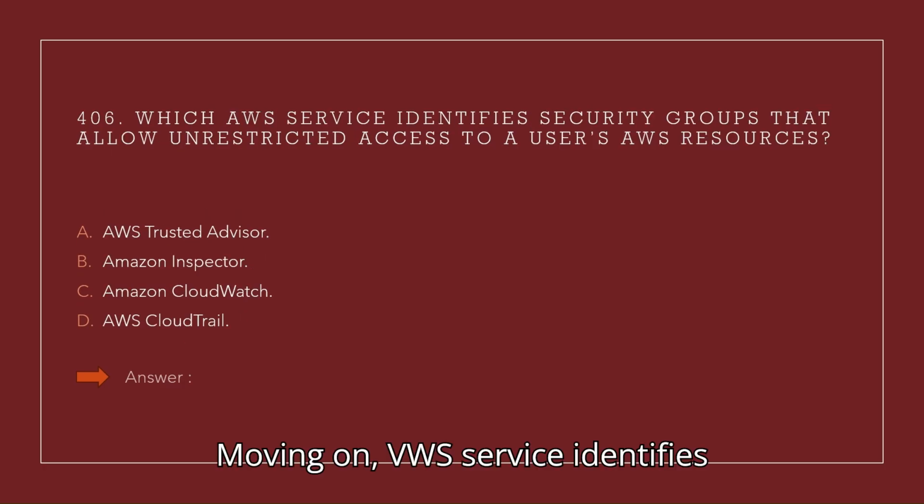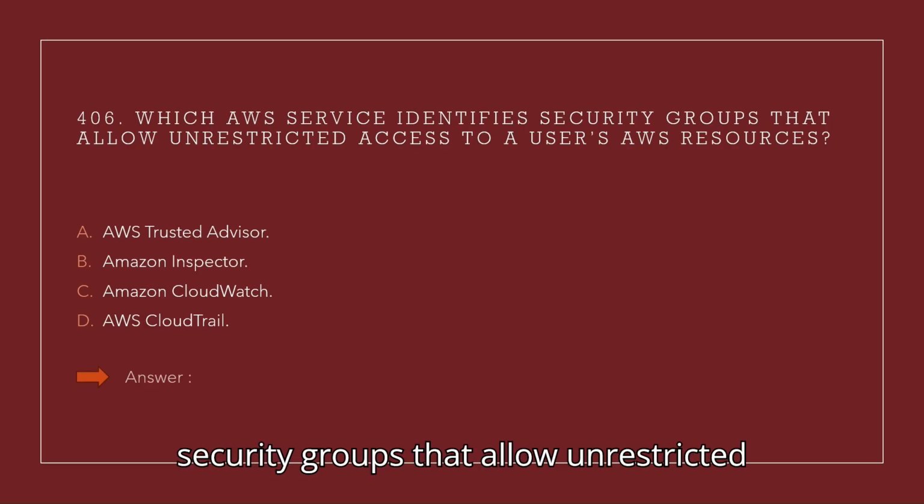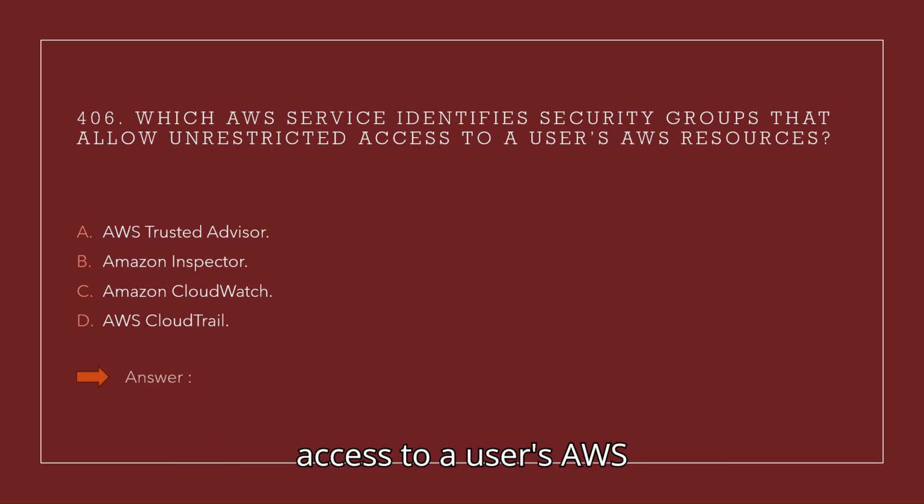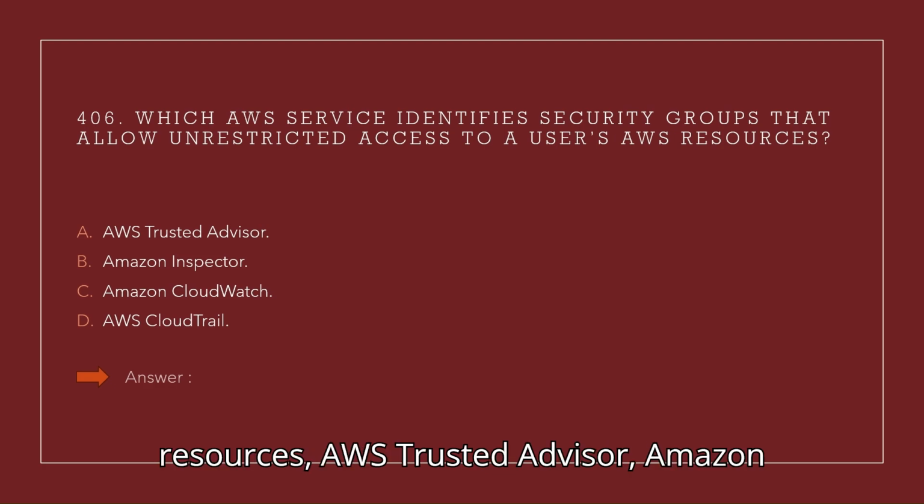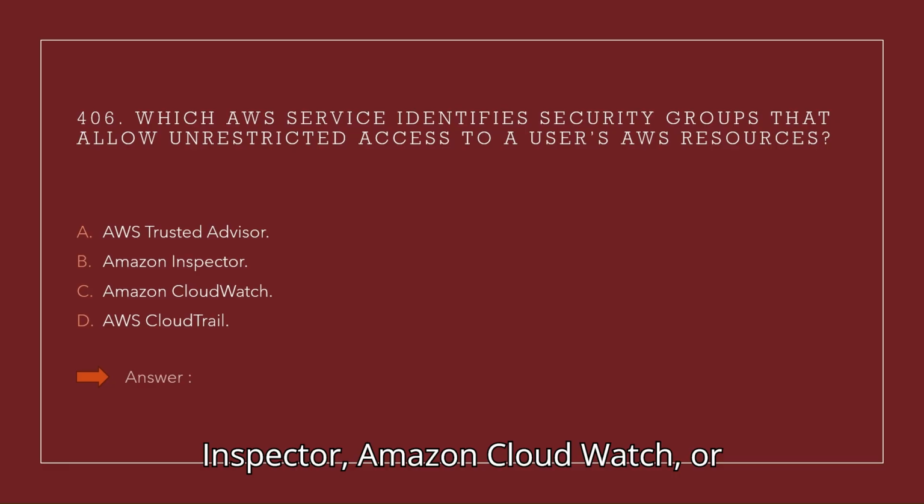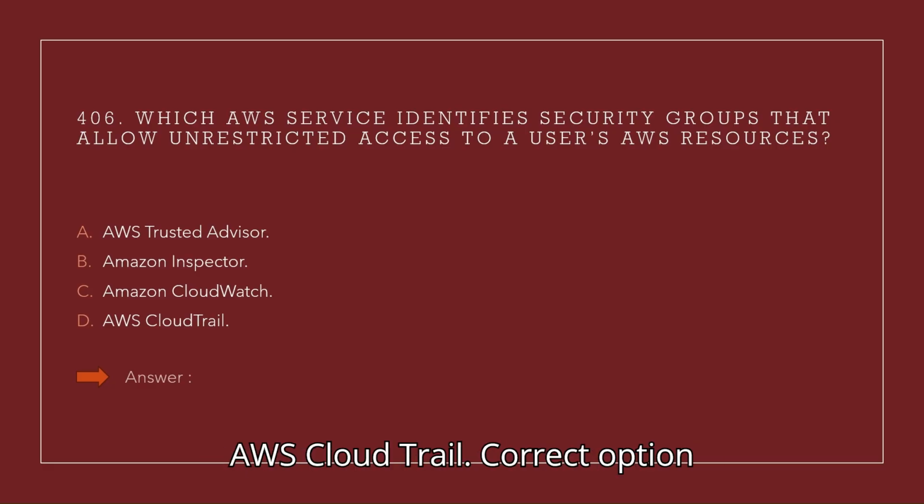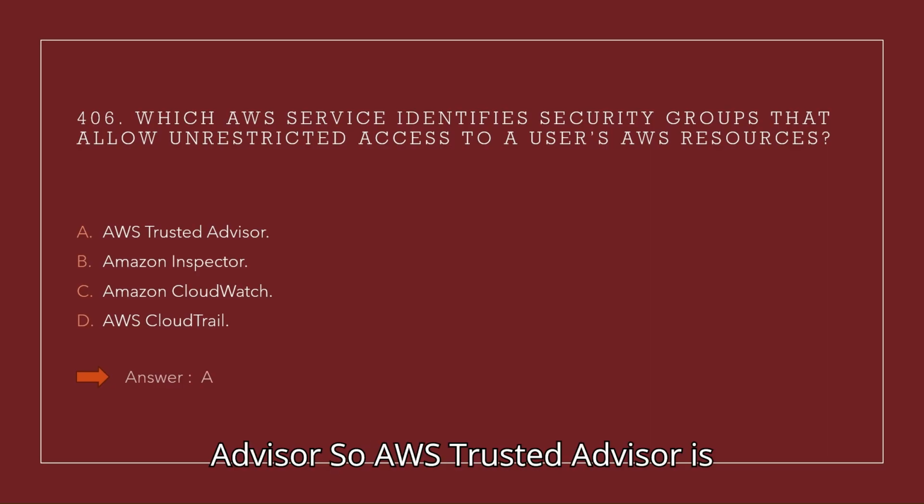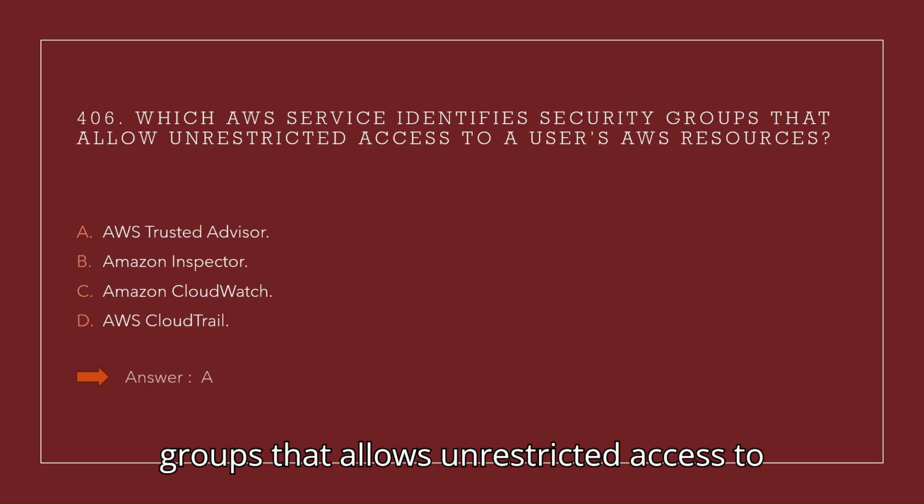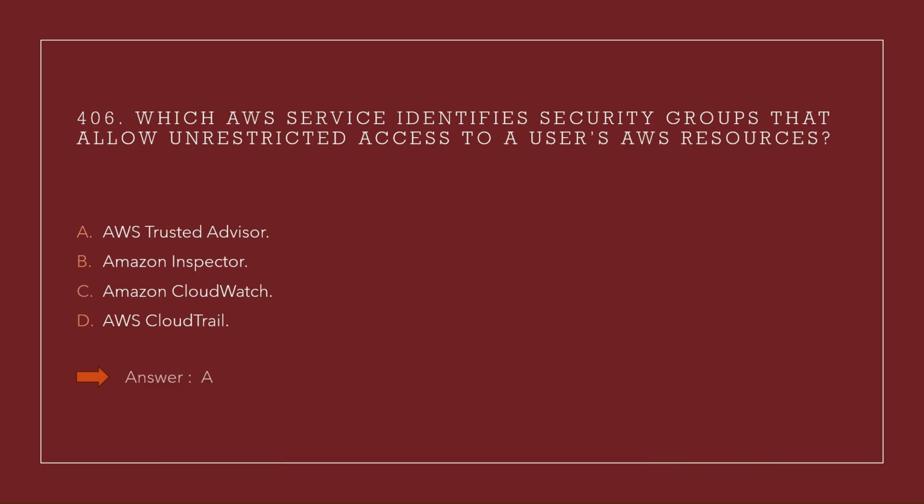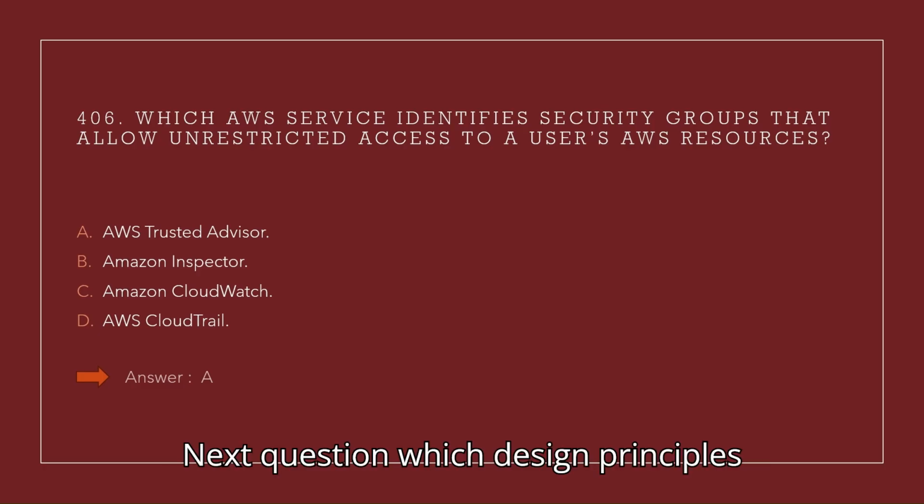Moving on, which AWS service identifies security groups that allow unrestricted access to a user's AWS resources? AWS Trusted Advisor, Amazon Inspector, Amazon CloudWatch, or AWS CloudTrail. The correct option is option A, AWS Trusted Advisor. So, AWS Trusted Advisor is the service that identifies security groups that allow unrestricted access to a user's AWS resources.